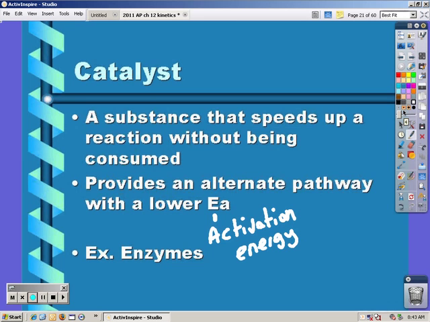And a catalyst, when you're given a mechanism, which you'll see later in this lesson, is going to start as a reactant and then show up later as a product. So you're going to start with it and then end with it.